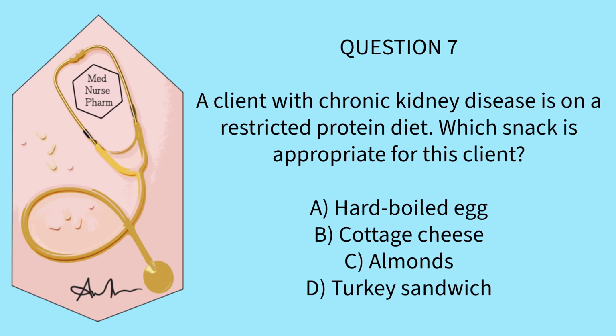Question 7. A client with chronic kidney disease is on a restricted protein diet. Which snack is appropriate for this client? Hard boiled egg, cottage cheese, almonds, turkey sandwich. Pause the video and select your answer.